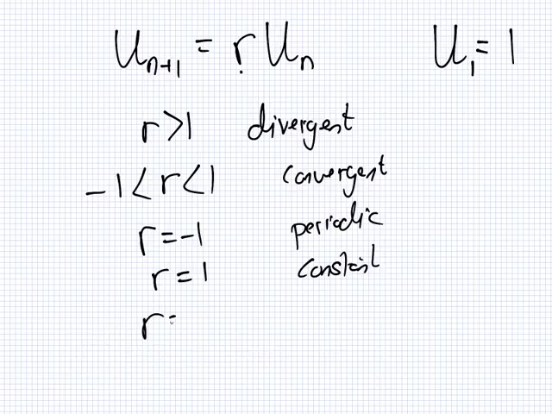By the way, if r was 0, what type of sequence would it be? Divergent, convergent, periodic, or constant? Convergent. Yeah. Convergent to what? To 0. Moving to 0. Okay. Write this one down, and then I'll give you some questions.